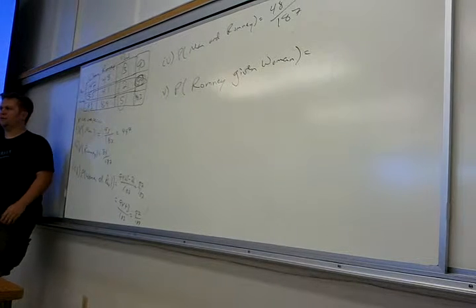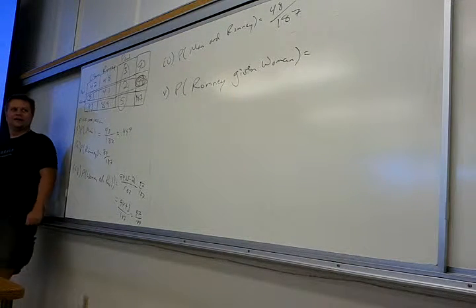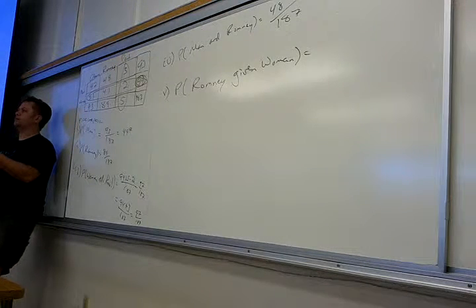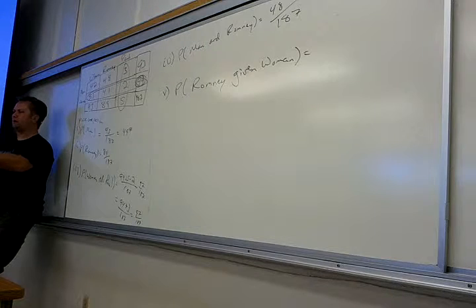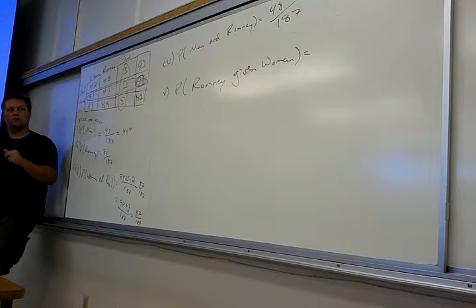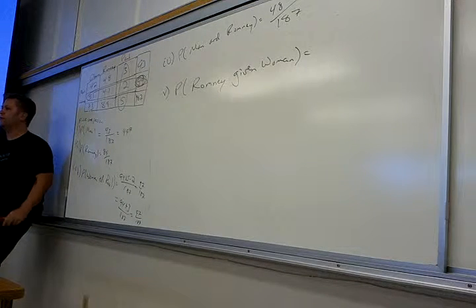I just like the grammar of that. But we all know what I'm talking about. It's the probability somebody's going to vote for Romney given that that person is a woman. So what do I know about this person? It's a woman. It's the probability that they're going to vote for Romney. I don't have a clue who they're going to vote for, but I know it's a woman.